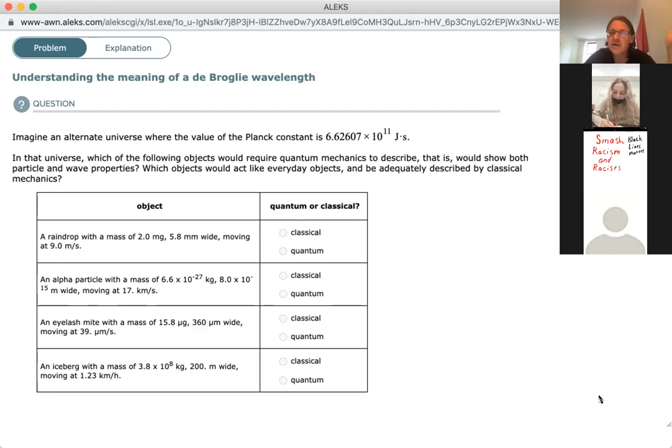It'll be like a quantum. Or if it's about the same size, somewhere around 5 or 6 millimeters, it's going to be quantum. But if you get a much smaller wavelength than size, let me put it this way: if the wavelength is significantly smaller than the size, then it's going to behave classically.